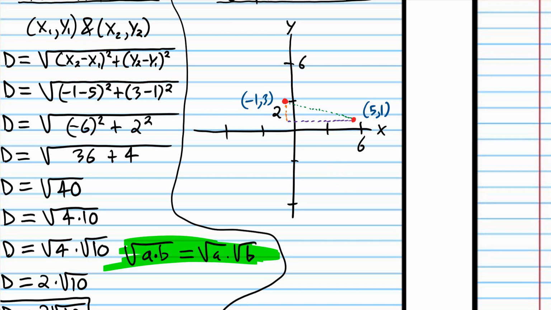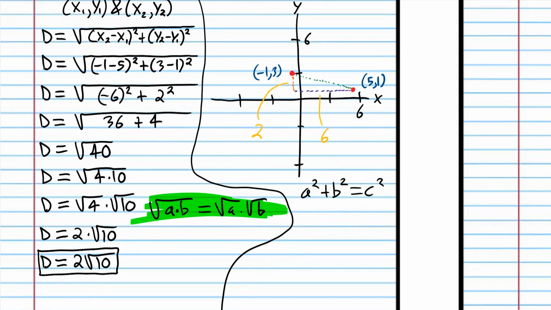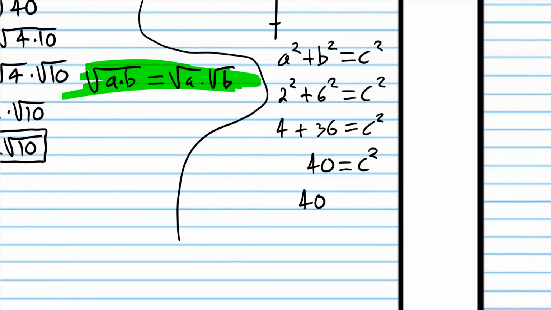Subtract the x values. That would be negative 1 minus 5 would give you negative 6, or 5 minus negative 1 would give you positive 6. Again, it doesn't really matter. I'm going to use a different color on those just so I don't confuse you. So we have 2 and we have 6. So now we use the Pythagorean theorem. a squared plus b squared is equal to c squared. And we have a is 2 and b is 6. And we get 4 plus 36. Add them together and you get 40. And now we know c squared is 40. But we don't want c squared. We want c.